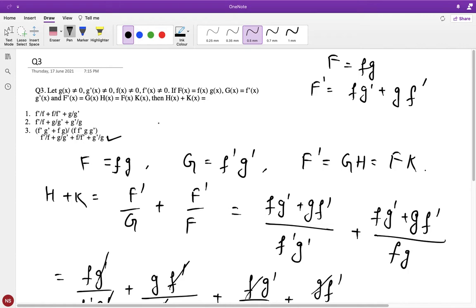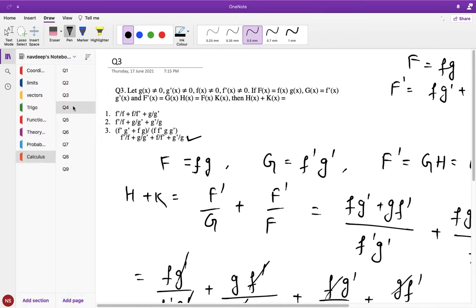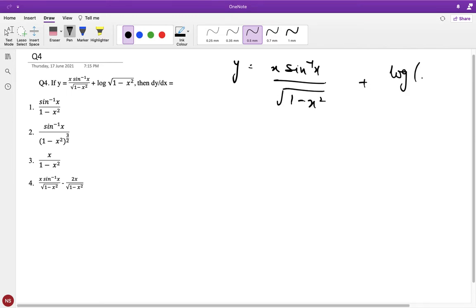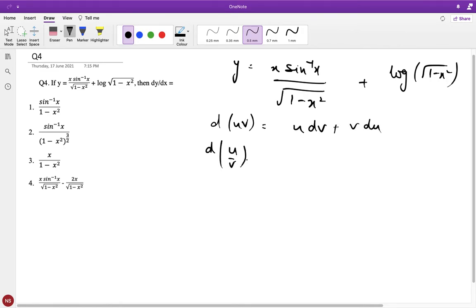Option D. So no more than 30 seconds required to solve this problem. Now y is equal to x sine inverse of x divided by root 1 minus x square plus log of root 1 minus x square. In this problem we will be using these formulas: d(uv) is equal to u dv plus v du, and d of u by v is equal to v du minus u dv, divided by v square.